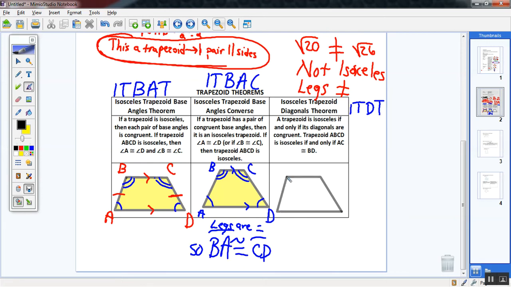Here's a trapezoid. I didn't draw that very isosceles, did I? Well, as long as you got the right lines on there, it doesn't matter. Yeah, we can't assume anything. I know. I'm sorry. Just with the lines.